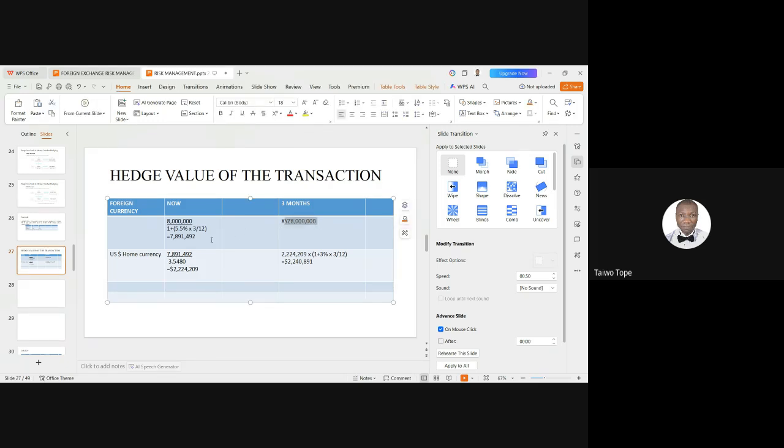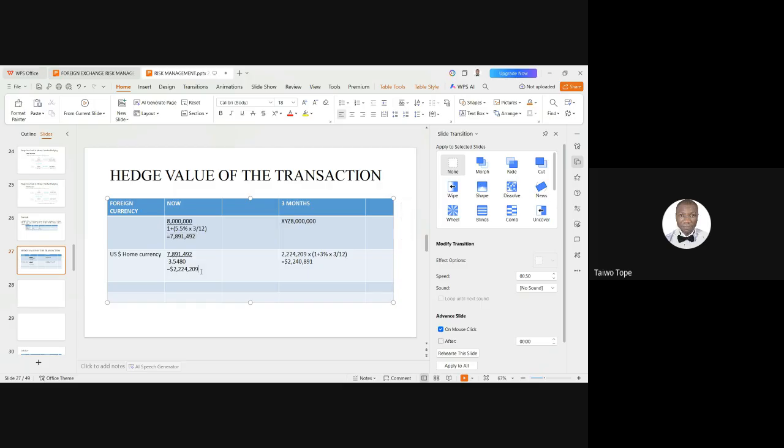We need to borrow. What will yield or result into this 8 million? How much are we going to borrow? It will be 8 million divided by 1 plus the rate. So 1 plus the rate, when we divide it by 8 million, we're going to have this 7891 in the foreign currency. To convert this foreign currency to our home currency, what are we going to do? We're going to divide this by the highest value based on the spot rate, to get the value in our home currency.